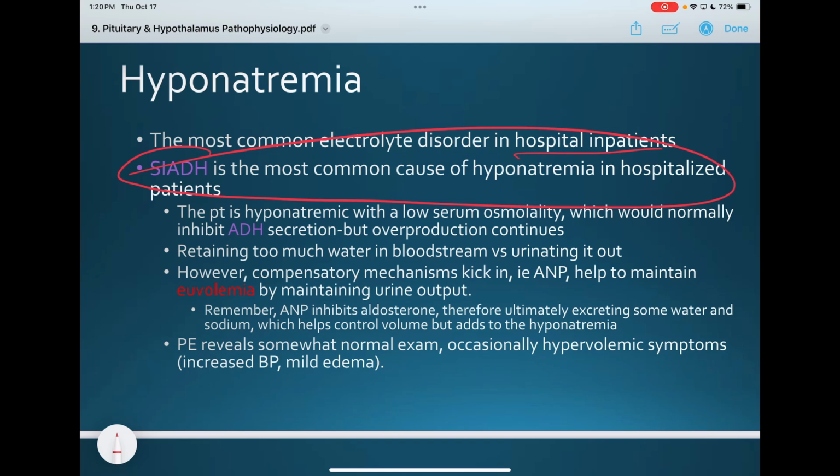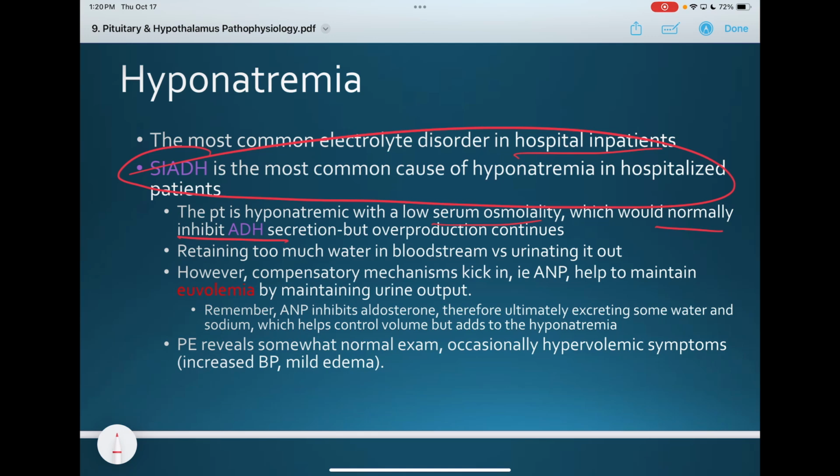That's why you check labs every day in these patients. You want to follow the sodium. Make sure it's not starting to drop. Okay, the patient is hyponatremic, with low sodium and low osmolality, which would normally inhibit ADH secretion. Okay, we have osmolality too low. We don't need ADH, but because our hypothalamus is messed up, something is wrong, these etiologies we learned about 2 minutes ago are causing this ADH to go crazy.